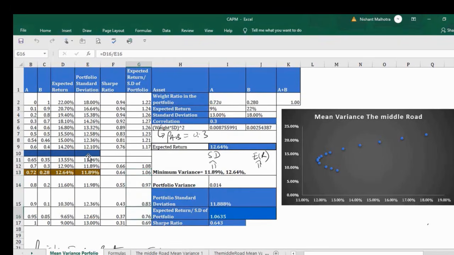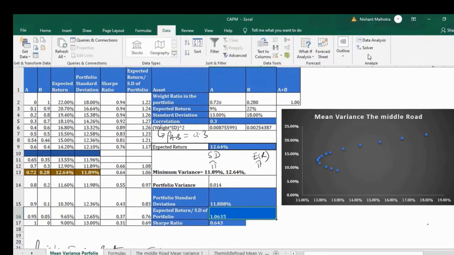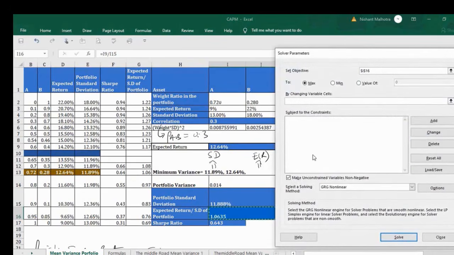I again go to another cell, the cell which I want to change. I'll click here and go to data, then to solver, and select the data point. I'll click on the maximum value. Now I want to set the changing variables. Which are the two changing variables? Similarly, it is the weightage. I want to add the constraints.